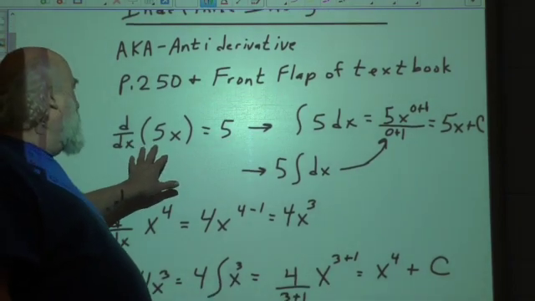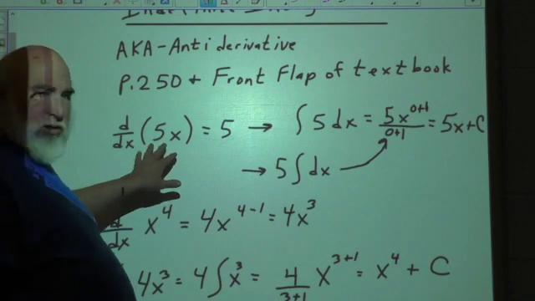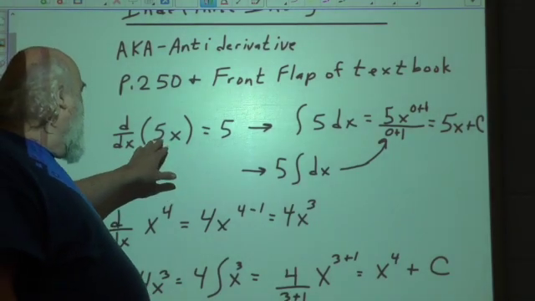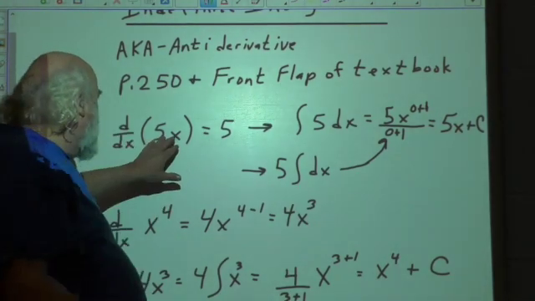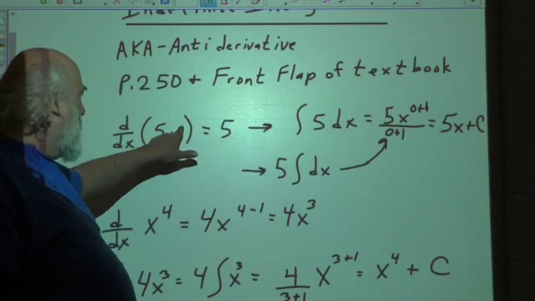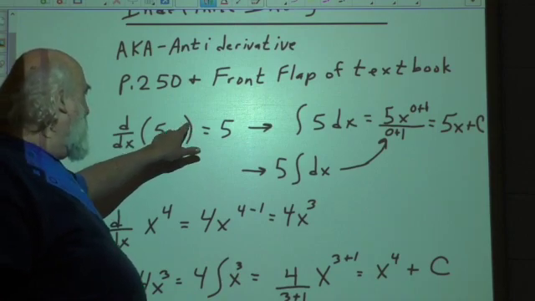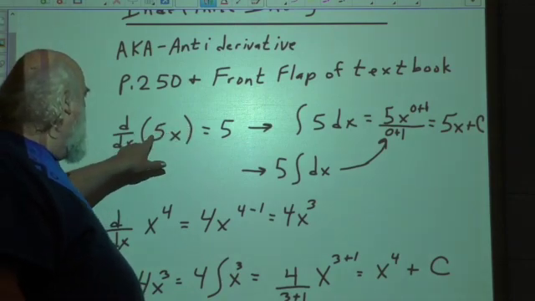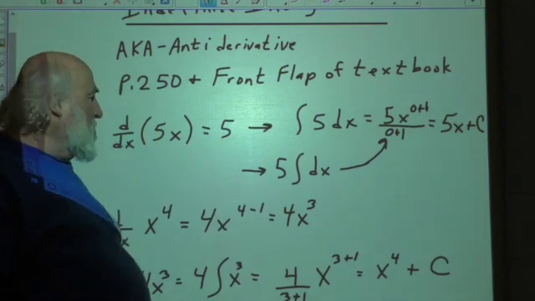Let's suppose that we have a derivative of 5x. And we know that we have a 1 here. 1 minus 1 is 0. And then the 1 we subtract is multiplied by 5. And that gives us 5 by itself.